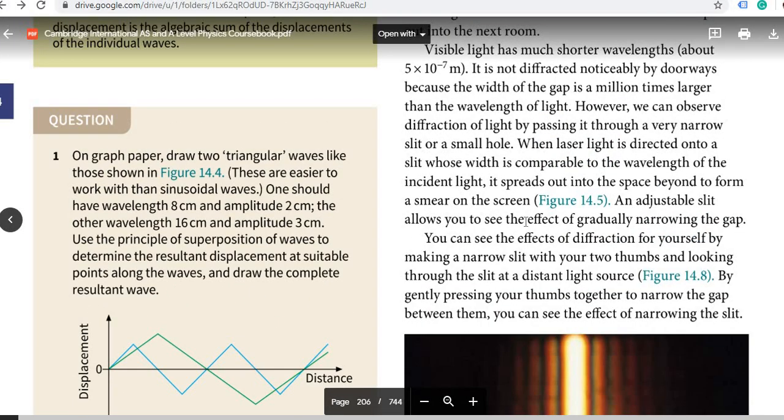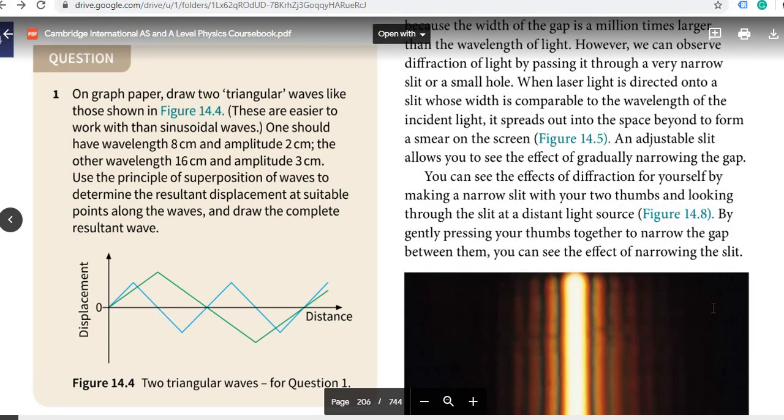An adjustable slit allows you to see the effect of gradually narrowing the gap. You can see the effect of diffraction for yourself by making a narrow slit with your thumbs and looking through the slit at a distant light source. By gently pressing your thumbs together to narrow the gap between them, you can see the effect of narrowing the slit.